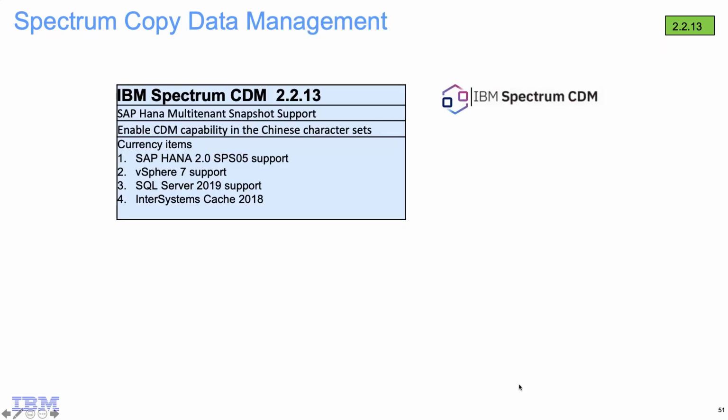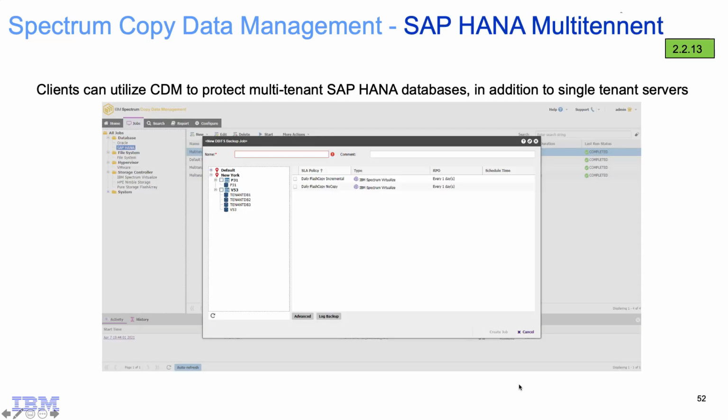Finally, I'd like to point out some of the enhancements for Spectrum Copy Data Management that we released with this cycle. This is version 2.2.13, and there are some currency items and additional changes, like for instance, we're now supporting the Chinese character sets. We've enhanced the support to support SAP HANA 2.0, SPS 05, vSphere 7, SQL Server 2019, and the InterSystems Cache 2018 version.